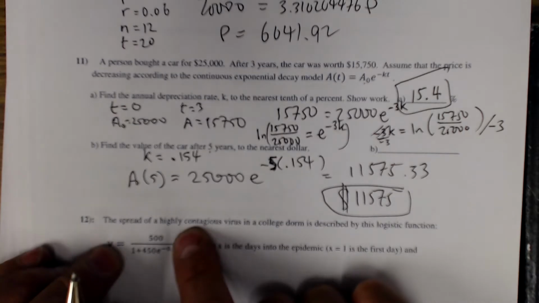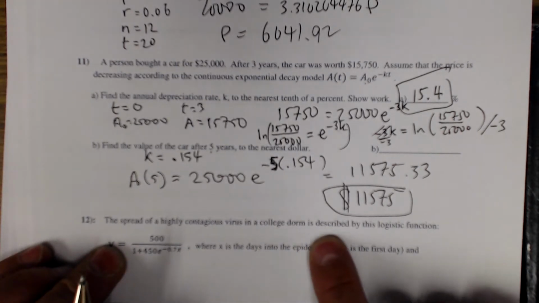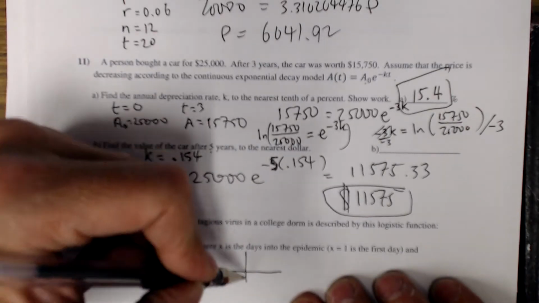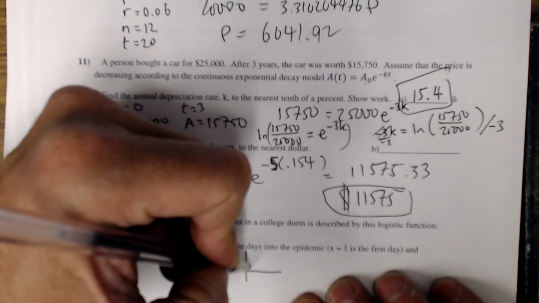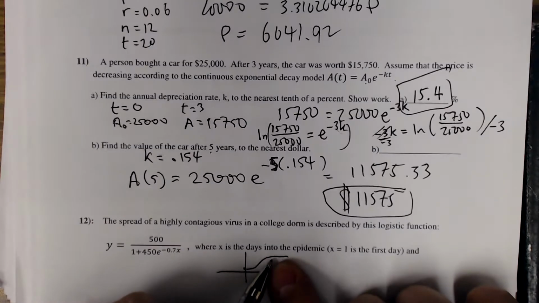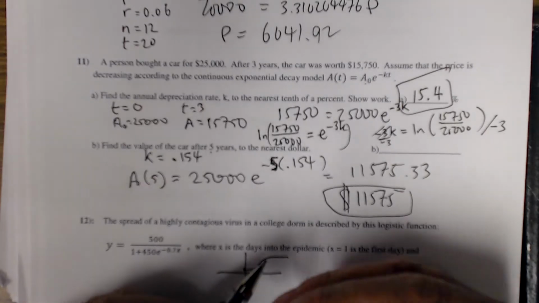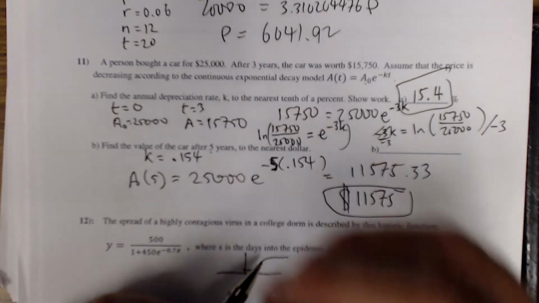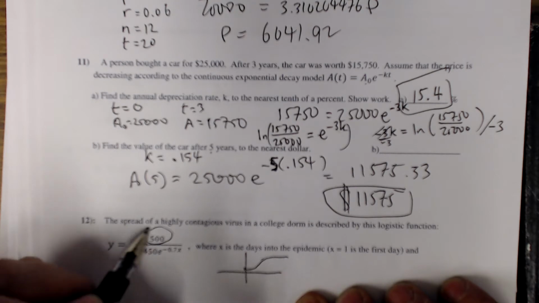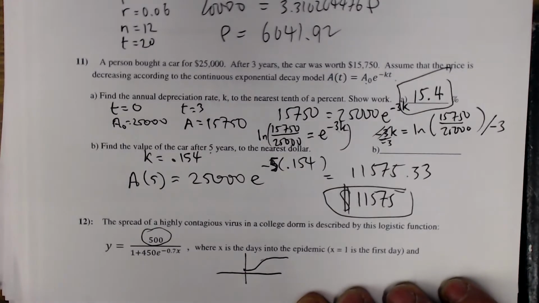Question. The spread of a highly contagious virus in a college dorm is described by this logistic function. So we know that logistic functions look like S curves, right? And they don't grow past an upper bound. They only grow to a certain value, and that value is the numerator. And we'll come back to that in a minute.